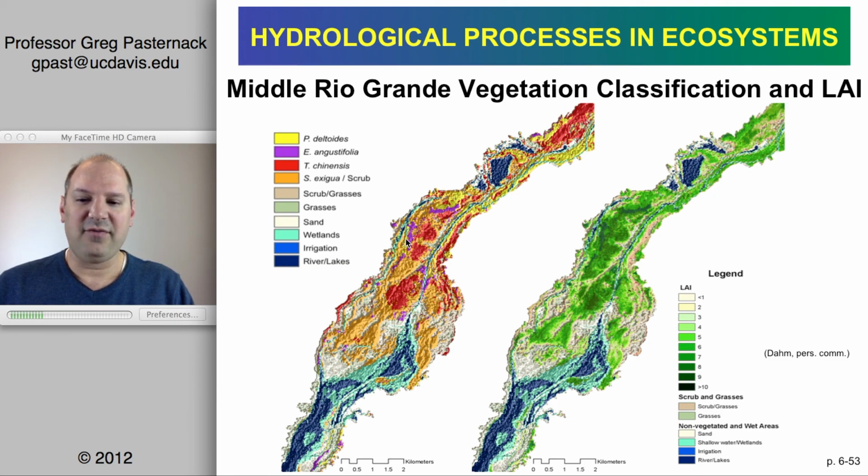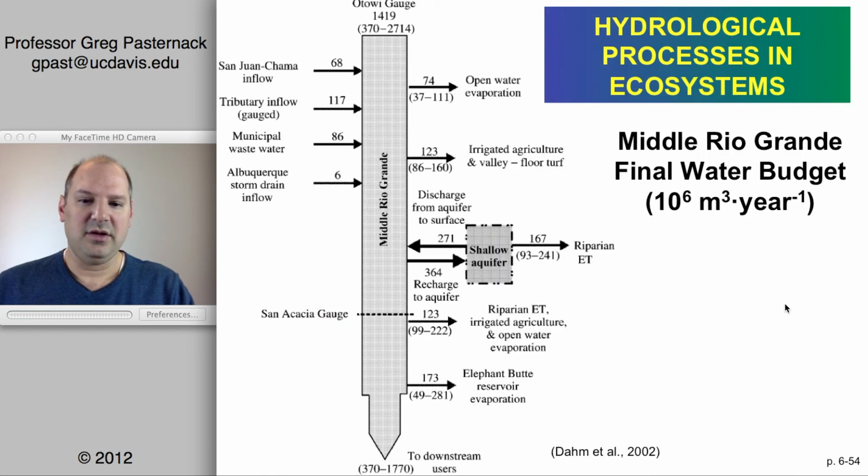On the upper left, colors correspond to different species plant associations. In the lower right, we have the leaf area index that's presented. And then finally, here's the water balance. So we start with 1,419 million cubic meters of water per year flowing past Ottaway gauge. And then at the other end, there's no specific number, but a range of 370 to 1770, whereas flowing in, we had a range of 370 to 2714. But looking at the average number, we start with 1419.